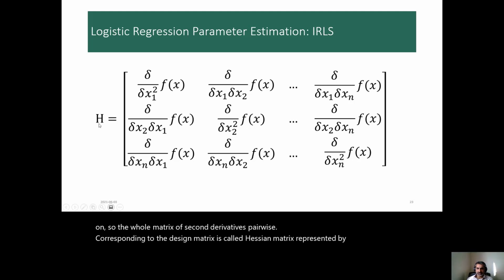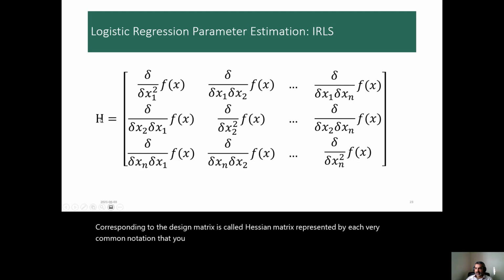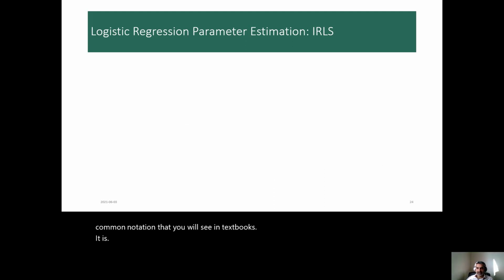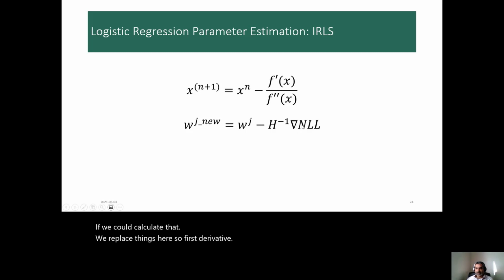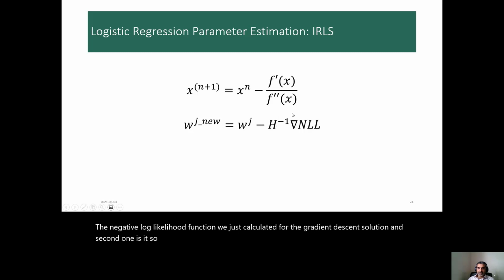Very common notation that you will see in textbooks. H is giving us the second derivatives. If we could calculate that, we replace things here. So the first derivative, we know, is the negative log likelihood function we just calculated for the gradient descent solution. And the second one is H, so we bring it up for the numerator and it becomes H inverse.